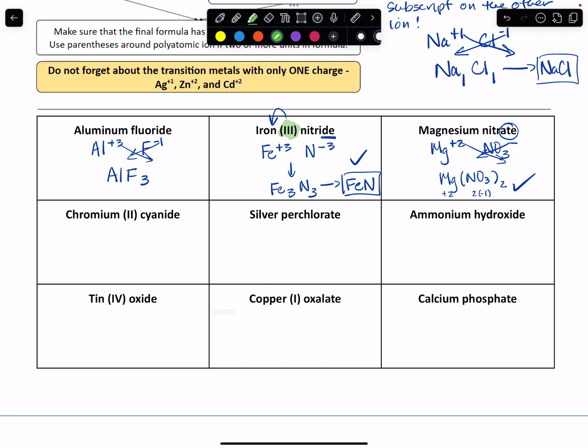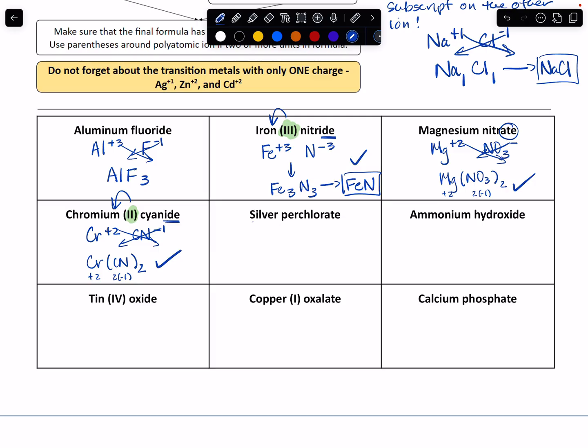All right, we have chromium(II) cyanide. So again, we've got this Roman numeral, and that Roman numeral is telling us the charge on that chromium. So Cr+2, cyanide. So I'm like, okay, is that a single element? But there's no cyano anything on the periodic table. So this is a polyatomic as well. CN-1. Cross those charges. So we're going to have chromium cyanide with a 2 on the outside. All right, +2 for that chromium, 2 times -1 for the 2 cyanides, and we have a neutral molecule.